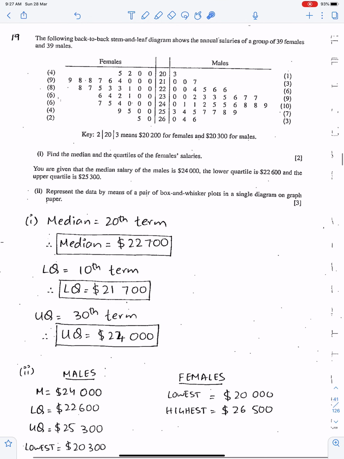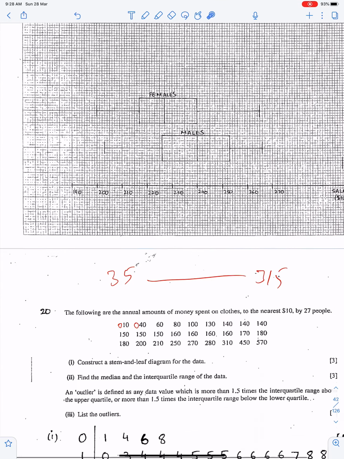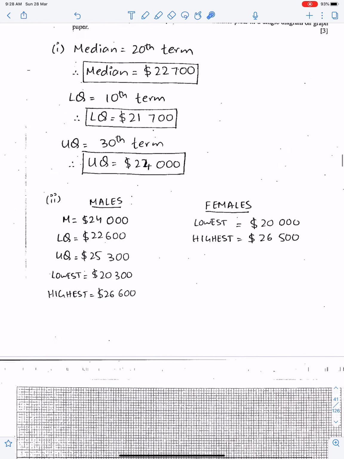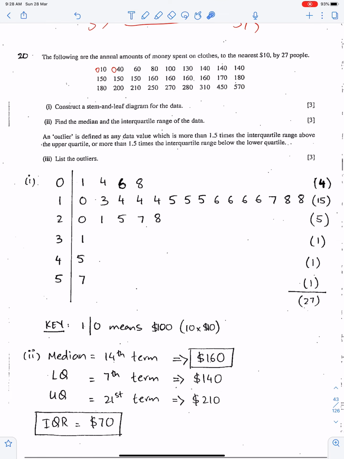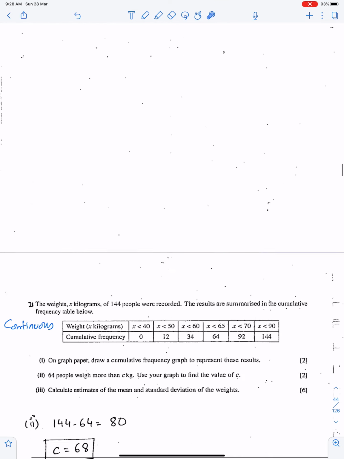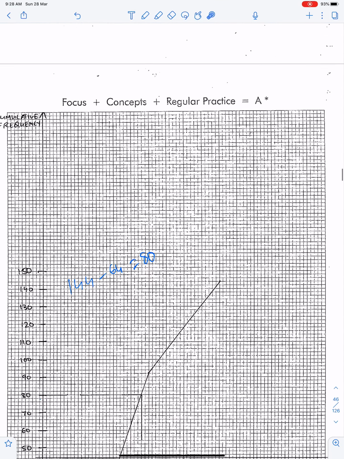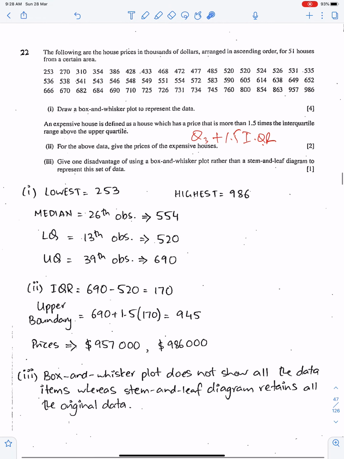Again, this is scaled. See, this 22 means 2200, and this 2 means 22 double zero. So double zeros were scaled. We already have done this question.